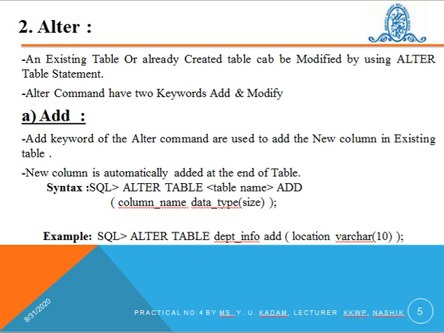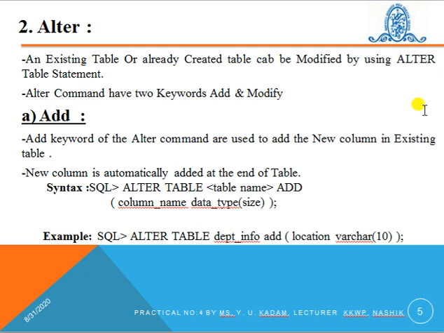Moving to the next command, we have the second command called alter. An existing table or already created table can be modified by using the alter table statement. So we can modify the data type and size of an already available column, or we can add a new column to the existing table by using the alter table command. For that purpose we have two keywords, add and modify. First keyword, add. The add keyword of the alter command is used to add a new column in an existing table.